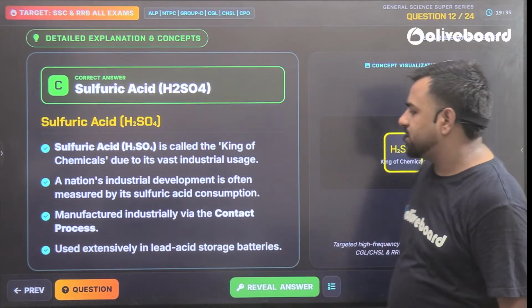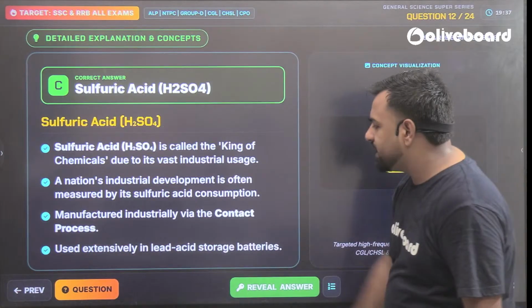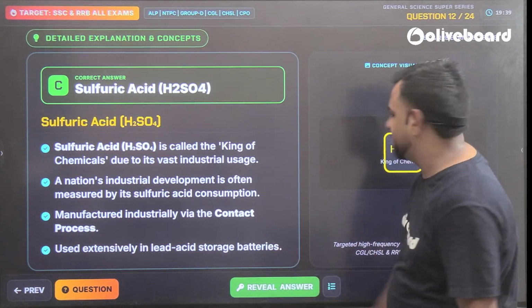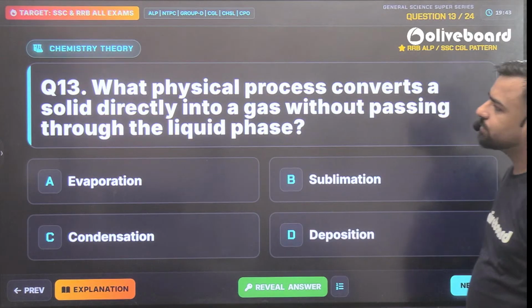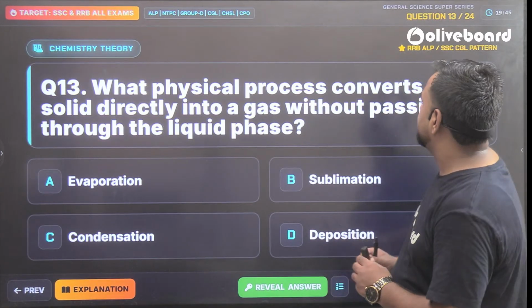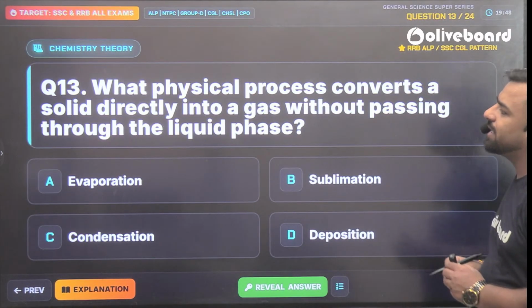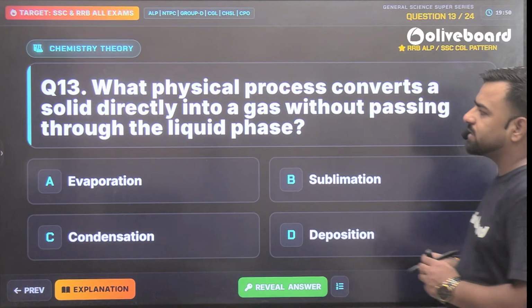Fine. Okay, so that's also used in the lead acid storage batteries. We have already discussed this. So H2SO4 is known as the king of all the chemicals. Next, what physical process converts a solid directly into a gas without passing through the liquid phase?